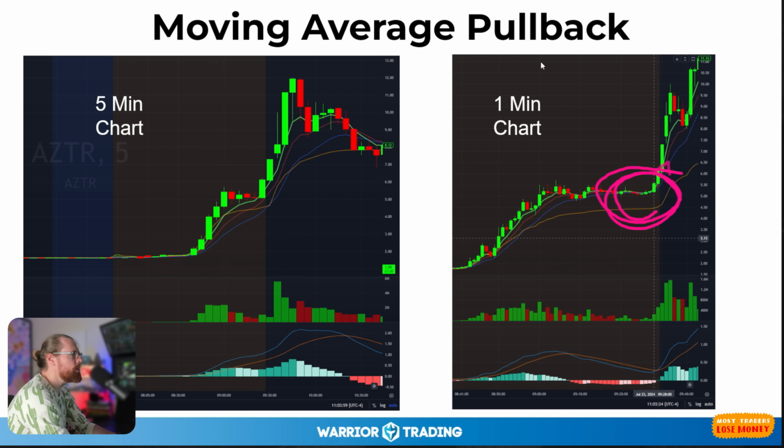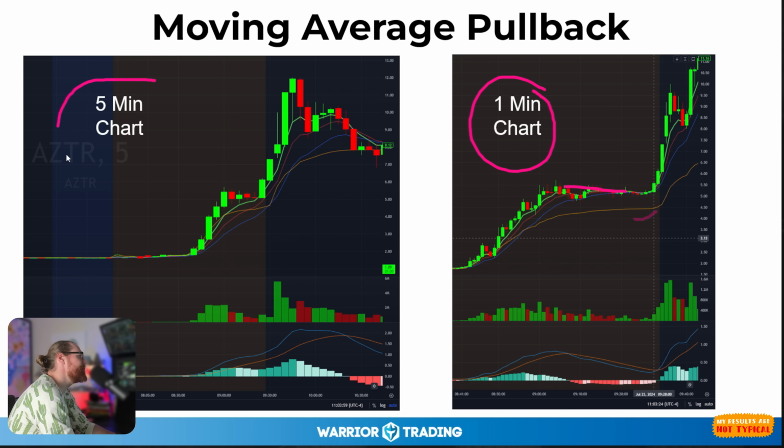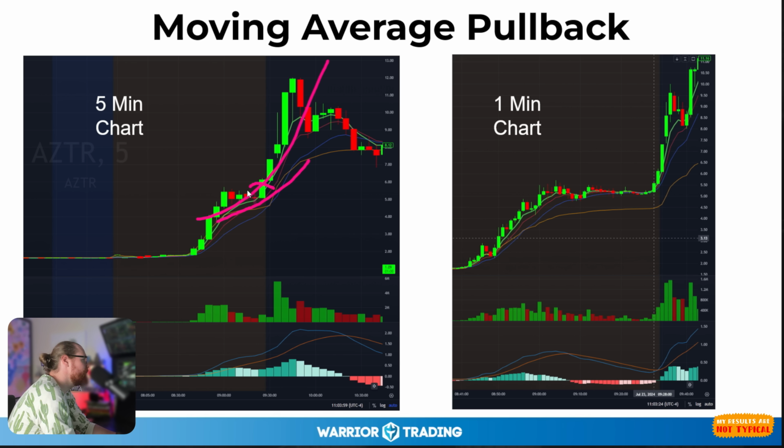And what's interesting here is that on the 1 minute, we have a moving average pullback, while on the 5 minute, we have something that looks a lot more like a bull flag. 5 green candles up, and then 1 candle sideways, 2 candles sideways, 3 candles sideways, 4 candles sideways, again, right down to that moving average, and then boom, we squeeze from $5 all the way up to 12. That trade right there was, I mean, it was really phenomenal.